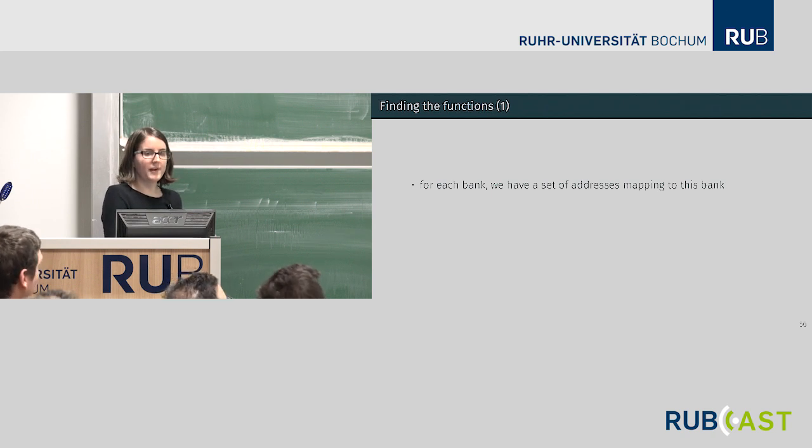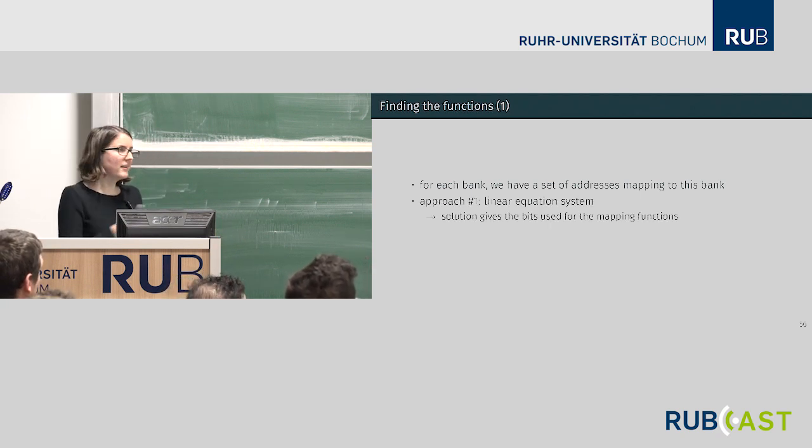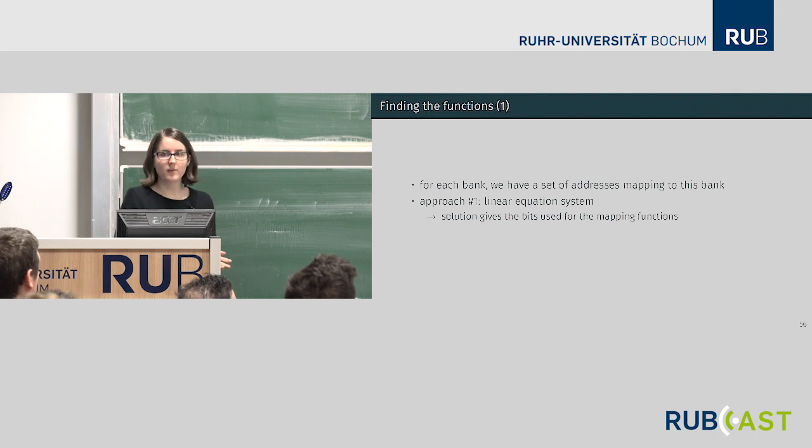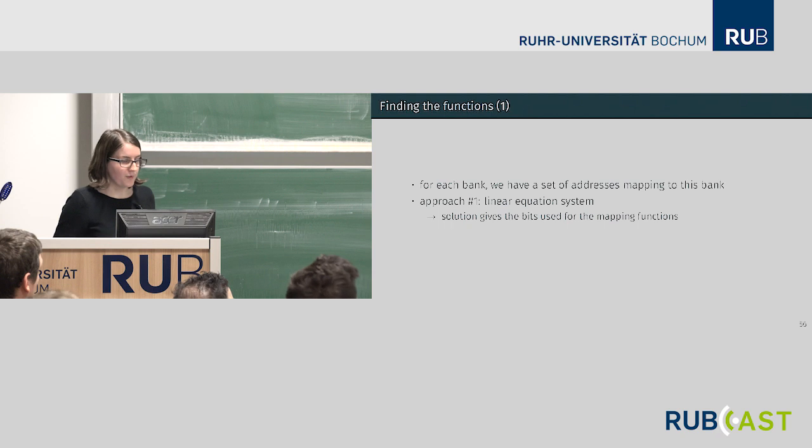Then we have, for each bank, a set of addresses that map to this bank. We have basically the same thing as we had for the last level cache. We now need to infer a function out of it, so we can either see that as a linear equation system, and the solution will give us the bits that are used for the mapping functions.